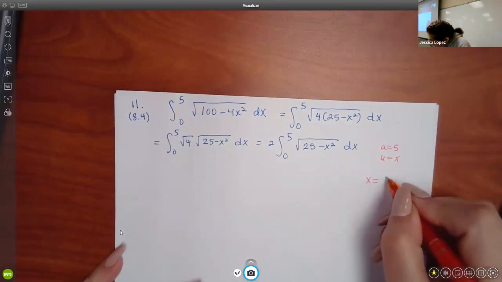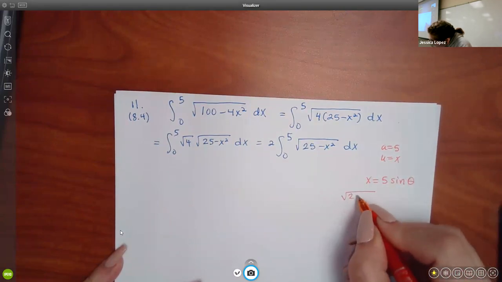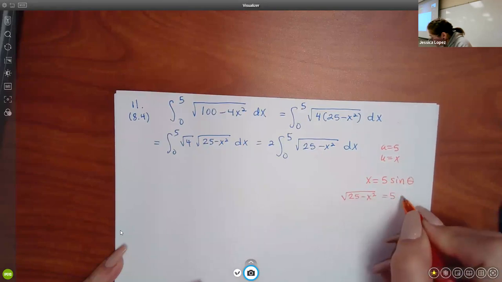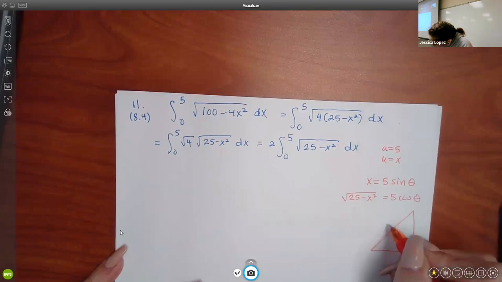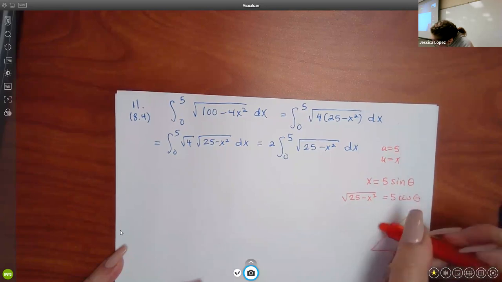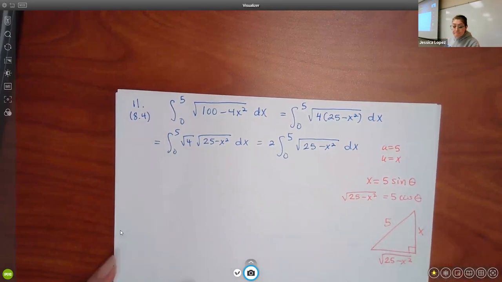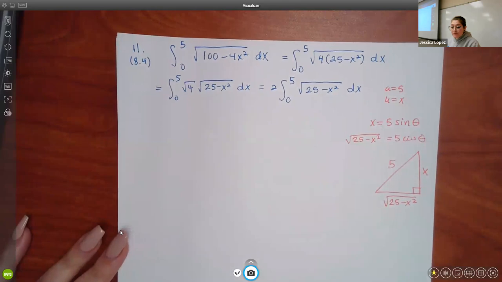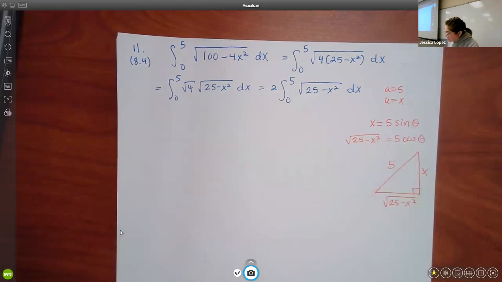So x equals 5 sine theta, and then the radical 25 minus x squared will be 5 cosine theta, and then my little triangle will have not a, a is 5. So it'll have 5, and then x, and then the radical here. So we'll go ahead, oh, we can't, we don't know what dx is yet, right? We know what the radical is, we got that guy, but we need to figure out what dx is.